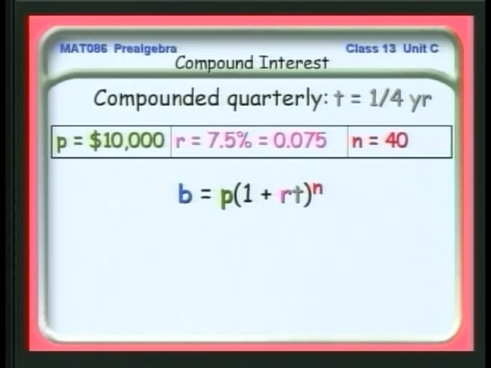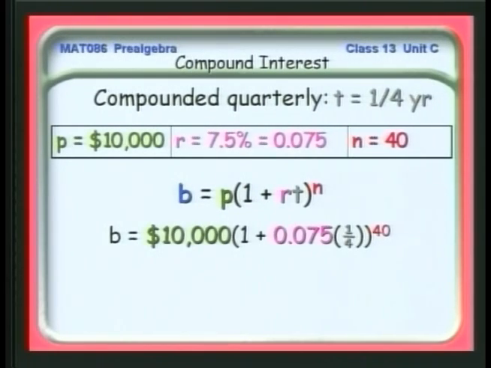Finally, let's look at the same problem, but this time compounded quarterly. T is equal to 1/4 of a year. There's the information: principal 10,000, the rate is 0.075, and the number of compoundings. If we're going to do 10 years at 1/4 of a year, there would be 40 times that we need to compound it. There's the formula for compound interest for the final balance. Let's put the numbers in.